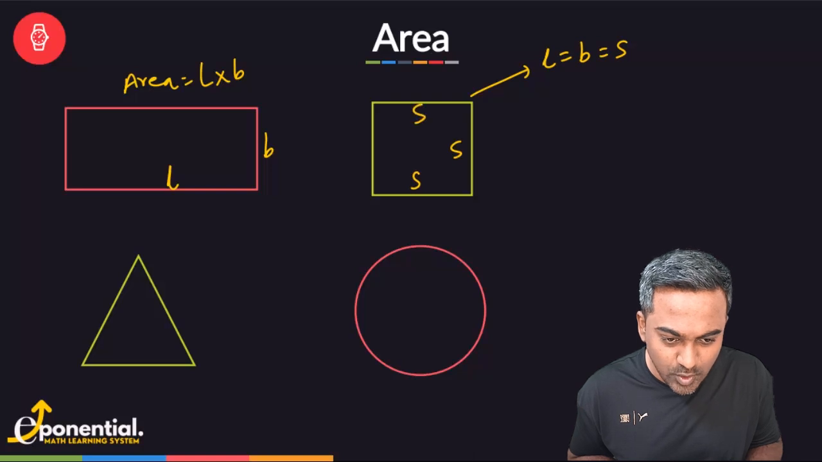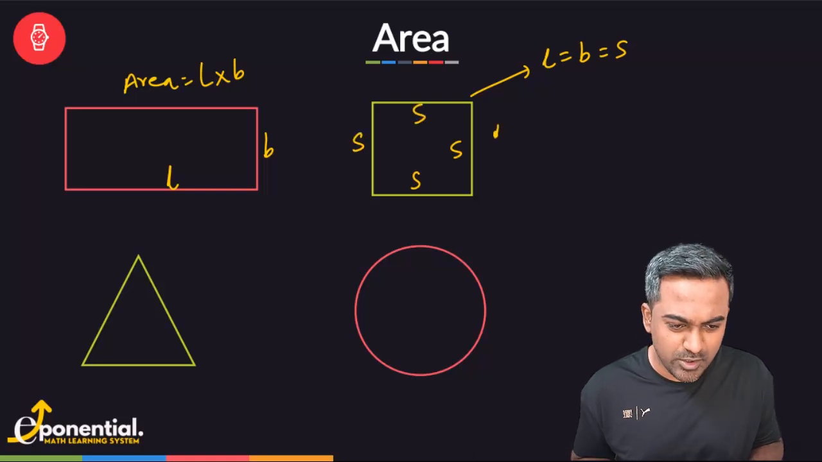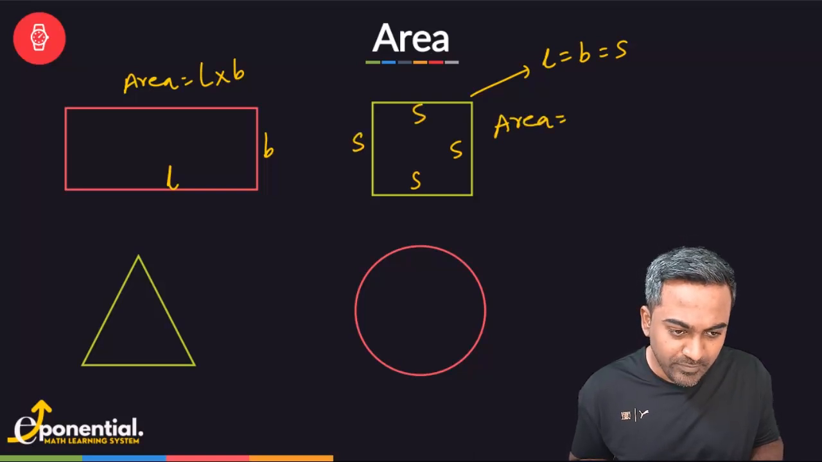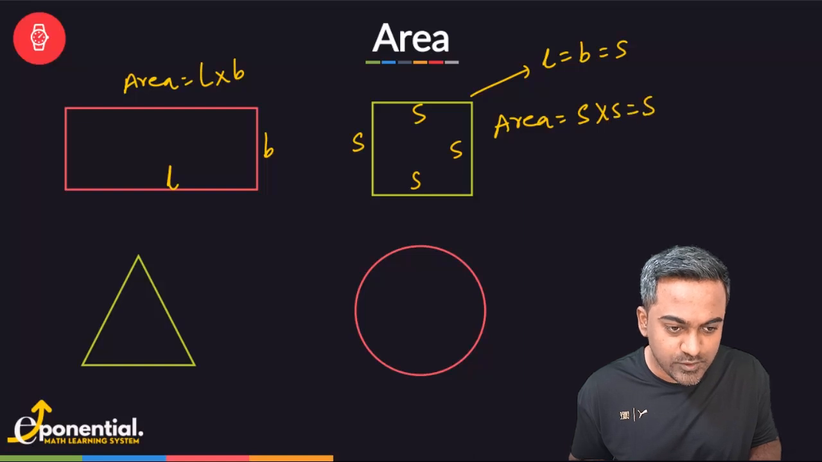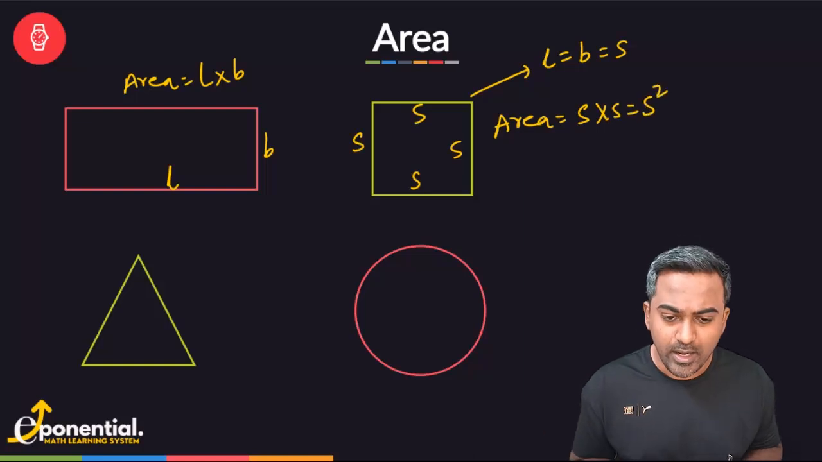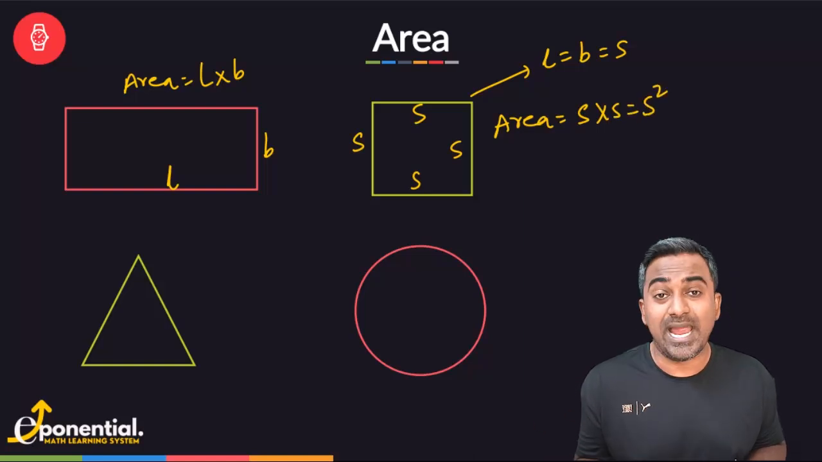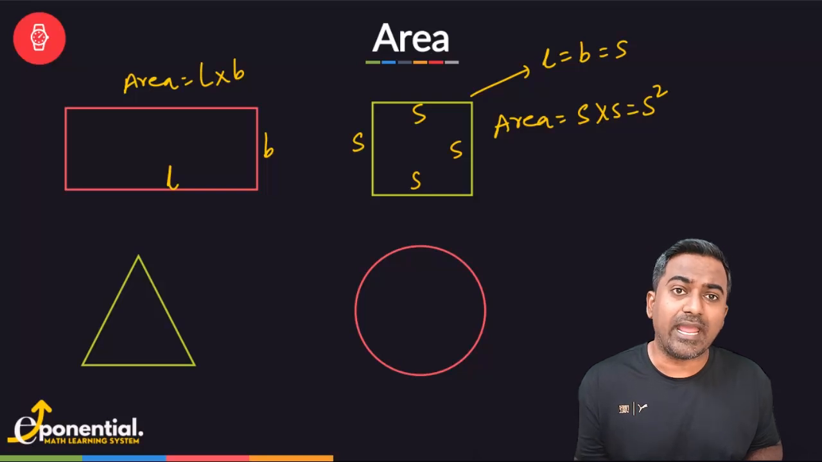So S, S, S, all the sides are the same. Area is pretty much going to be derived from the same idea, that is side times side. So the area of square is going to be side square. Now, a triangle is essentially a rectangle cut into half.